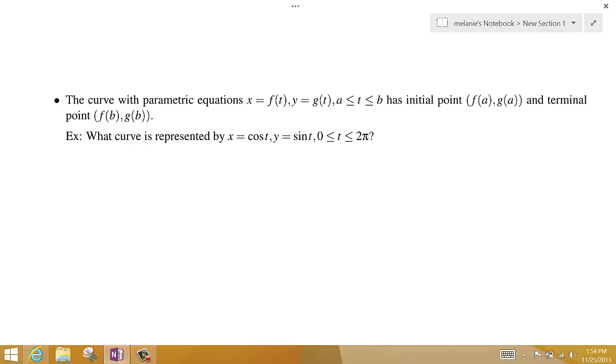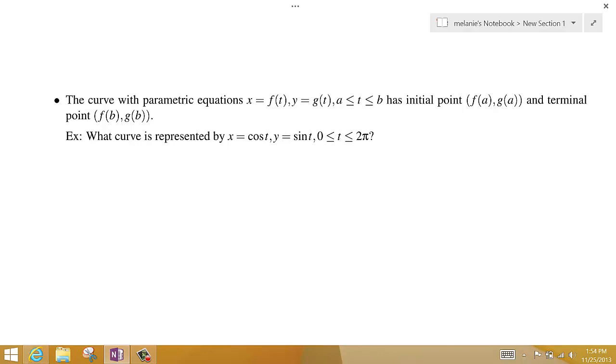What curve is represented by x equals cosine t, y equals sine t, where t is between 0 and 2 pi, including those numbers? Our first option is to do what we just did a few minutes ago. Make a t, x, y table, plot a whole bunch of points, and hope we can figure out what our graph looks like. Or we can think about what we know from algebra and trig and use that.